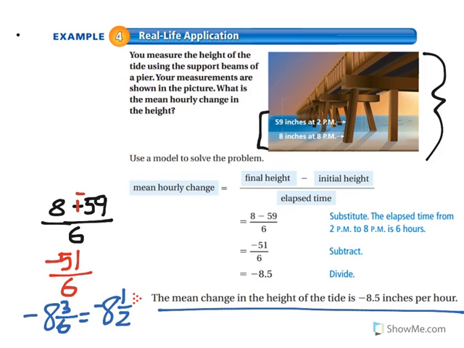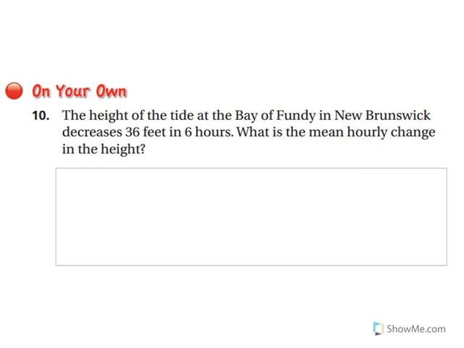So at this point, I'm going to have you guys try the last problem. It says the height of the tide at the Bay of Fundy in New Brunswick decreases 36 feet in 6 hours. What is the mean hourly change of height? Now, I'm just going to point out that they already tell you how much it decreases, and they tell you how long it's going to be. So keep that in mind. It's slightly different from the last problem. It's actually a little bit easier.